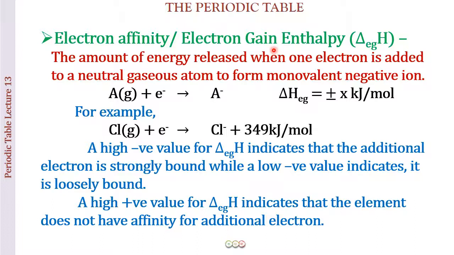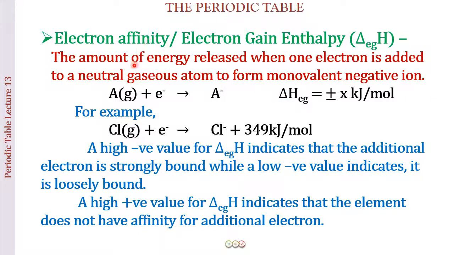So what is electron gain enthalpy? Well, this is the amount of energy released when one electron is added to the neutral gaseous atom to form a monovalent negative ion. What we mean by that is that we have a neutral gaseous atom A. To that we are adding an electron, and what is formed is a negative ion, atom A with a unit negative charge on it, that is called the anion. So we have an anion formed by the addition of an electron to a neutral atom, and in that process an energy is released, which we are referring to as the electron gain enthalpy.